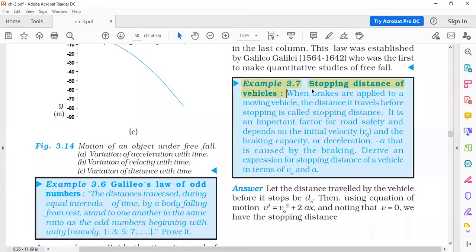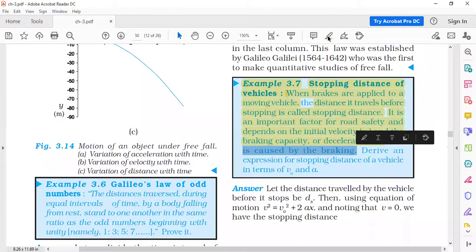Stopping distance of vehicles. In this session, we'll learn what stopping distance is mathematically. When brakes are applied to a moving vehicle, the distance it travels before stopping is called stopping distance. The distance traveled by an object before stopping is called stopping distance. It is an important factor for road safety and depends on initial velocity and braking capacity, which is nothing but deceleration, that is negative acceleration, caused by braking.